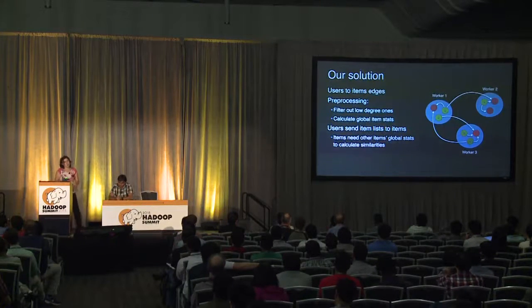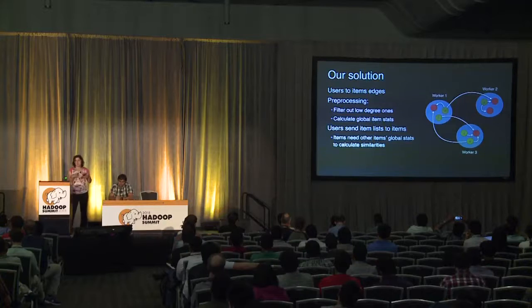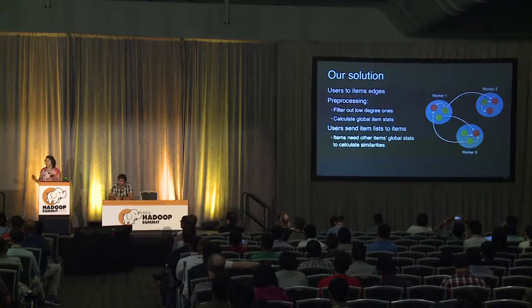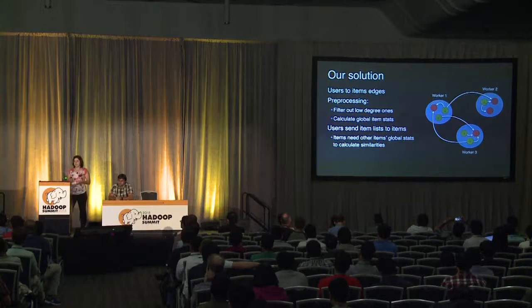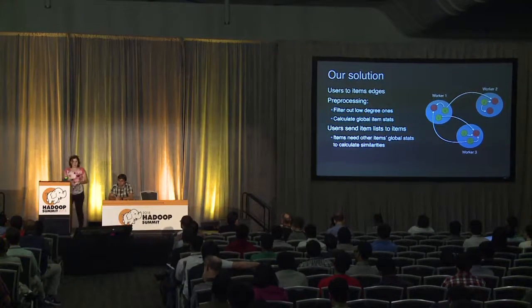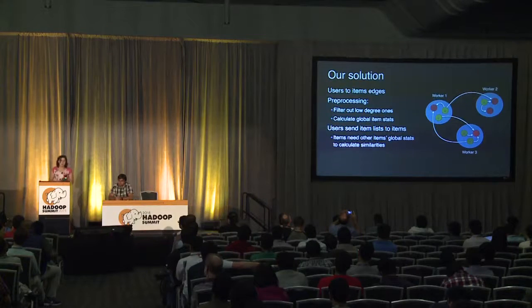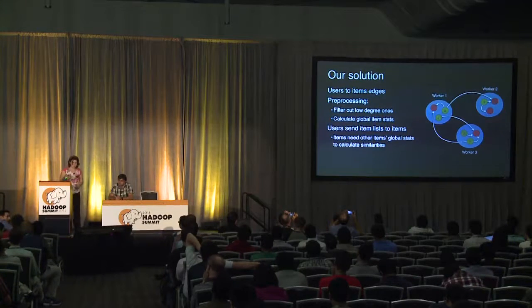So how does this problem map to Giraph? As we said, we need to map this problem to a graph. And this problem is directly a graph problem where we have a bipartite graph with two types of vertices, users and items, with edges between them. In the beginning, we do some processing. We filter out low-degree users and items because they can just add noise to the system. And we calculate some global item statistics that we'll need later on for calculating similarities, like the item degrees.